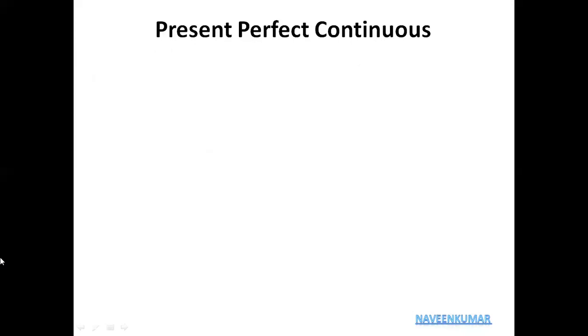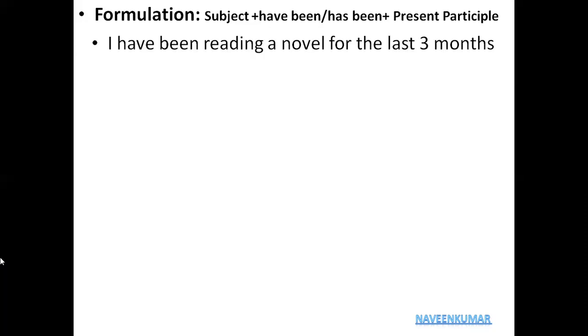So let's see the formulation. Subject plus have been or has been, that's the auxiliary verb or the helping verb that we use, and the verb will be in present participle, that is the ing form. Don't get confused with present participle and all that. Present participle means nothing but the verb in ing form. So let's see a few examples.